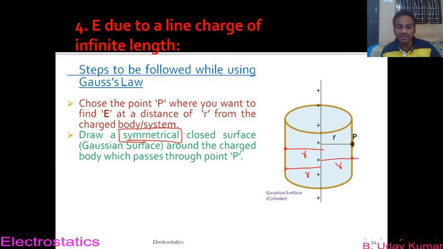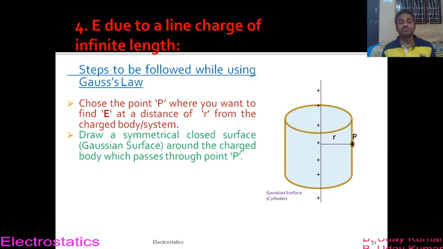If I consider this point, this is also at a distance of small r. So this r is the same for all the points on the curved surface of this cylinder, right? On its curved surface, each and every point is present at a distance of small r. So this is nothing but the symmetrical nature. The environment of that Gaussian surface is the same when you see it from the line charge. So we call it a symmetrical Gaussian surface here. In this case, it is going to be a cylinder. Okay, I am just erasing it.